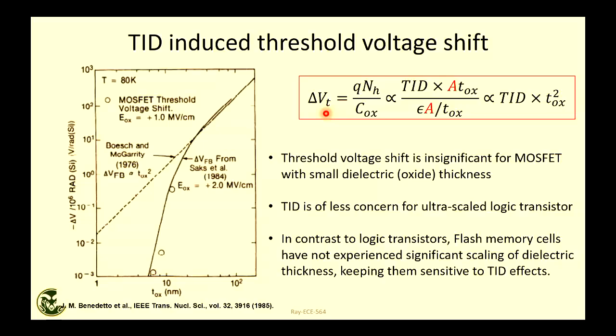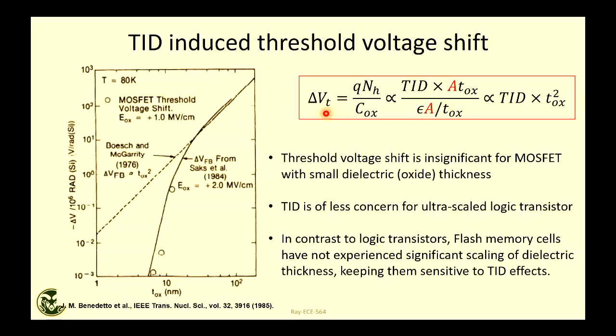A MOSFET having large gate area, because W by L ratio you can play, right? And another MOSFET with small gate area. Everything else is same. Which is more sensitive to radiation effects? Sensitive means which will cause more Vt shift. Small one.